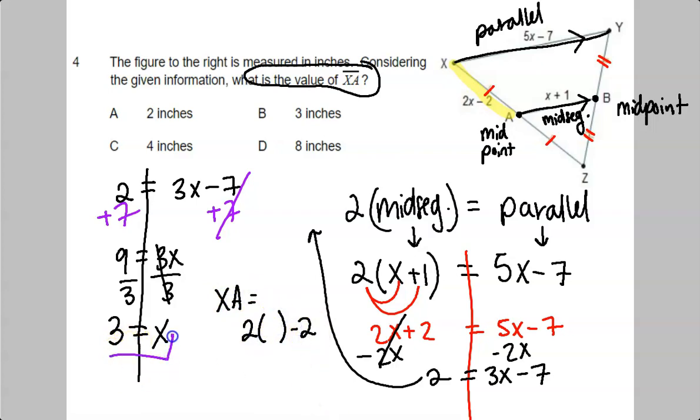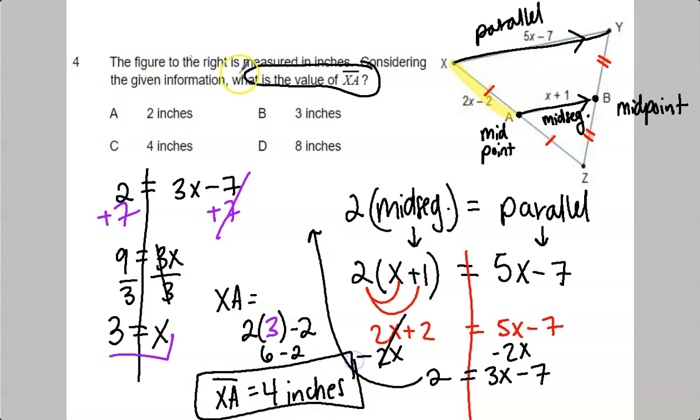So again, if our x is 3, we're going to substitute in where the x was. That's going to now be a 3. And we're going to simplify. 2 times 3 is 6, minus 2 is 4. So we know that the length of XA, which we highlighted here in yellow, the length of that is 4 inches. And that would have been answer choice C.